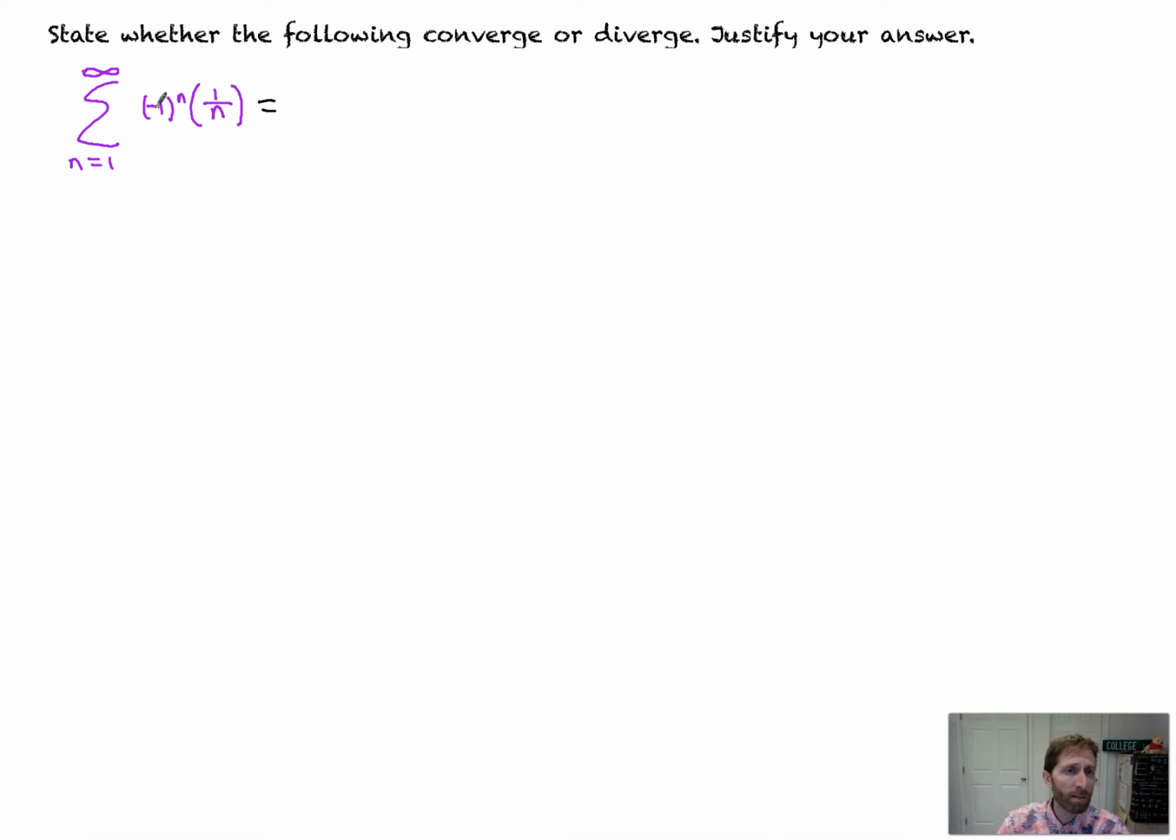When we plug in 1 into that, we get a -1. And that's going to be of 1 over 1, so -1. The next sign is going to be positive because it's -1 squared, 1 over 2. Then -1 over 3, plus 1 over 4, -1 over 5, and so on and so forth until we get out to that nth term, -1 to the n, times 1 over n.